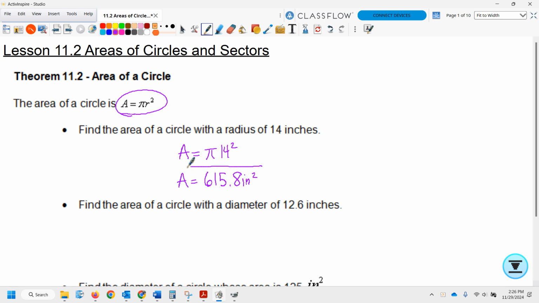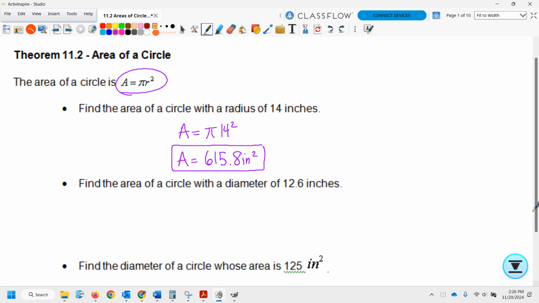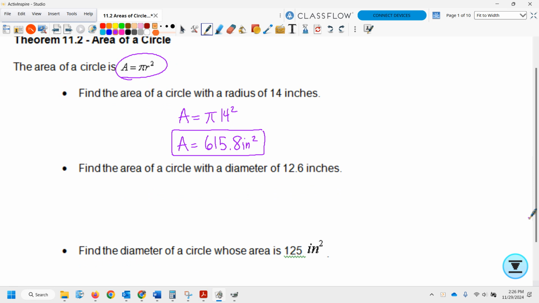I am going to be looking for units when you take this test, so make sure you're writing your units down. All right, so find the area of a circle with diameter of 12.6. Well, that's weird. So that means I need to find the radius. The radius is half the diameter. So 12.6 divided by 2 is 6.3. That is the radius. So now we can find the area equals pi times r squared, 6.3 squared.